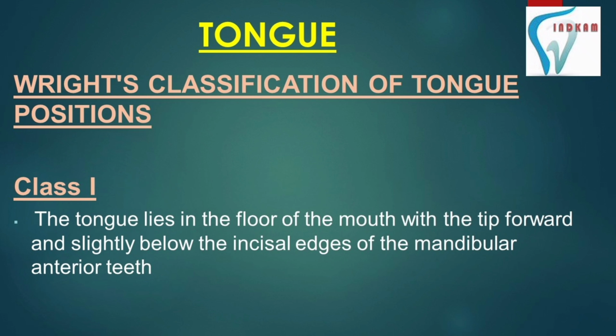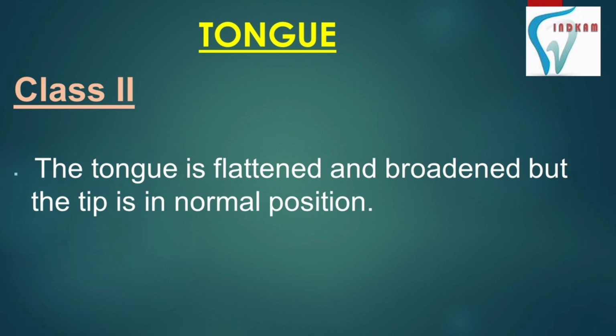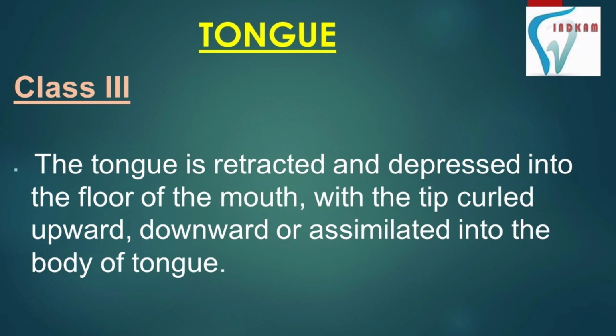Tongue position, which was classified by Wright. The class 1 is the tongue lies in the floor of the mouth with the tip forward and slightly below the incisal edges of the mandibular anterior teeth. In class 2, the tongue is flattened and broadened, but the tip is in normal position. In class 3, the tongue is retracted and depressed into the floor of the mouth with the tip curled upward, downward or assimilated into the body of the tongue.